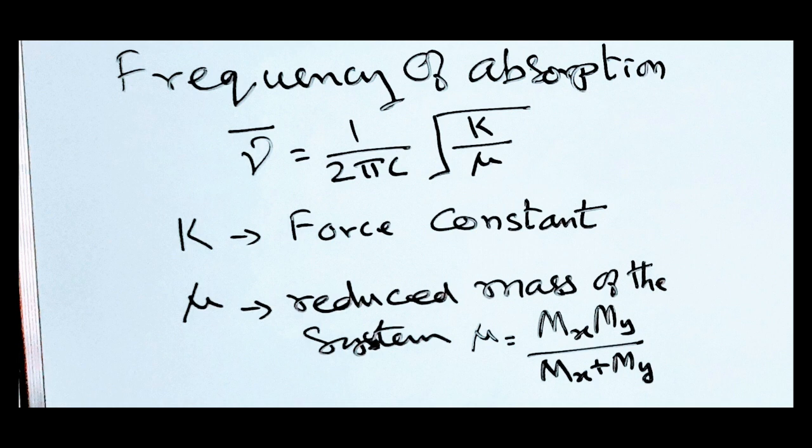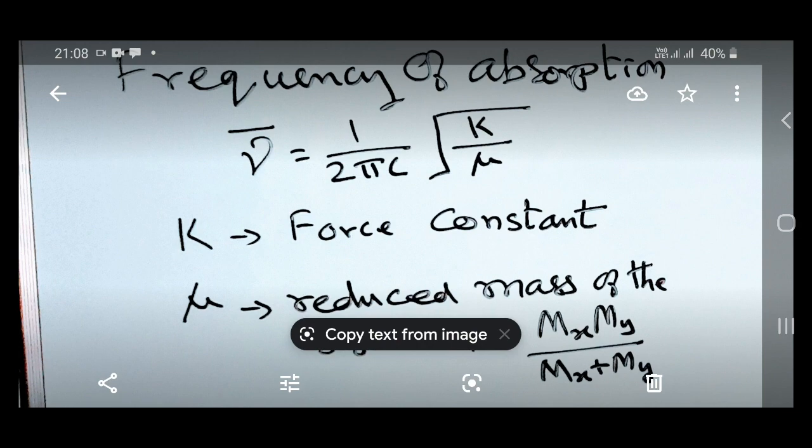So nu bar is equal to 1 by 2 pi c square root of k by mu. K is called the force constant, and mu is called the reduced mass of the system. The reduced mass of the system, that is, the chemical bond which is connecting the atoms X and Y, is given by the formula mu is equal to mx my divided by mx plus my. So this is about the formula for calculating the frequency of absorption: nu bar is equal to 1 by 2 pi c square root of k by mu.